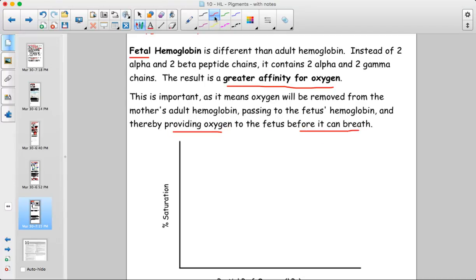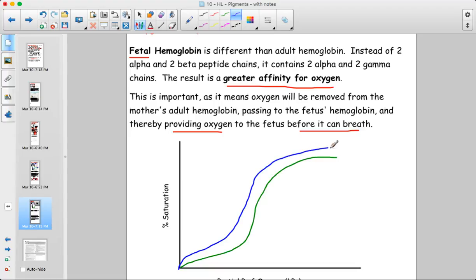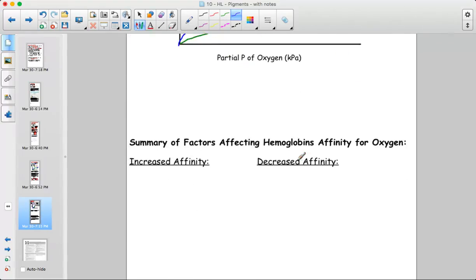So if we draw curves, once again, if this is mama, then baby looks like this. And so this is the fetal one, and the other one is the adult one. And so the oxygen is naturally going to transfer to the fetal one because it binds it stronger. And the myoglobin would be higher than both of them, and looking like that normal enzyme saturation curve.